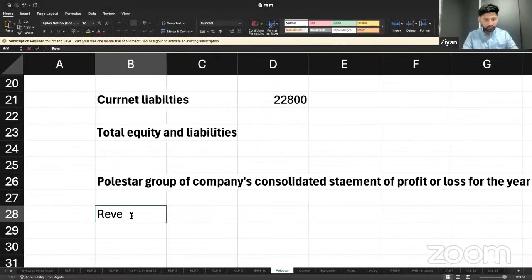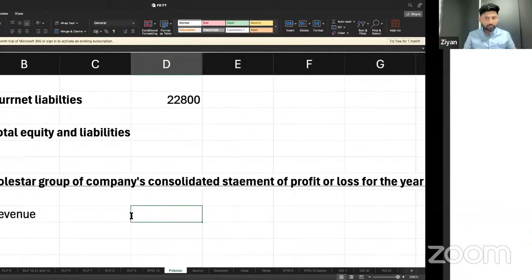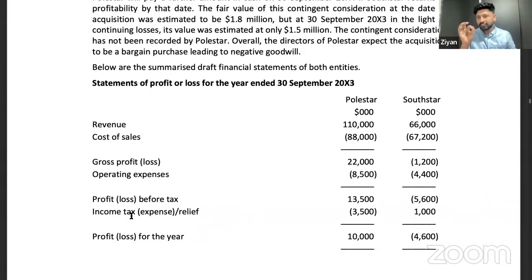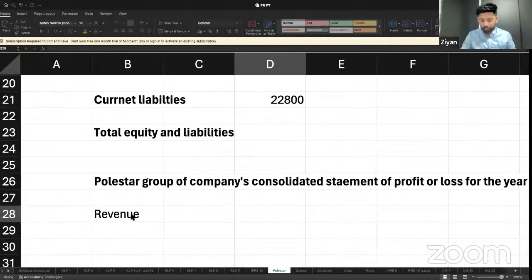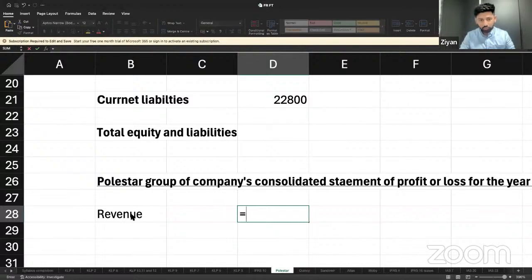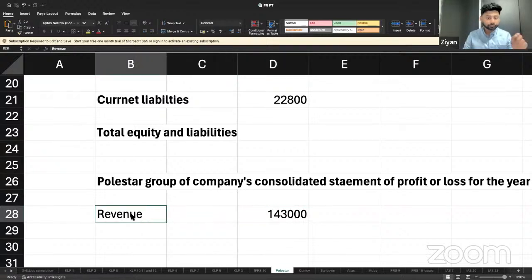Right, let's get our revenues right. Everybody, look here. Revenue. How much is my revenue? 110,000 plus 66,000. Clear? Okay. Equals 110,000 plus open bracket 66,000 into 6 over 12. Are we clear?